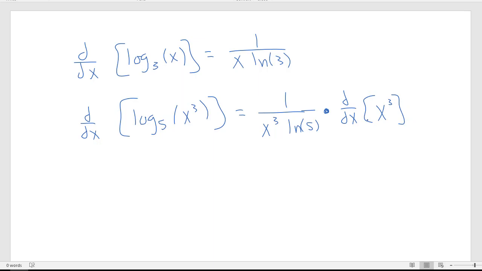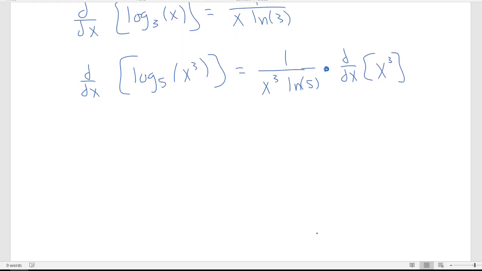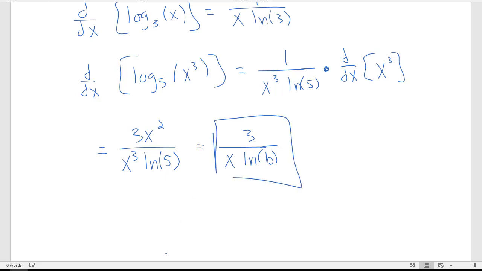So we can see here that the derivative of x cubed is going to be 3x squared. So I have 3x squared going into the numerator times 1. So I'm going to have 3x squared over x cubed ln of 5. And then I could simplify here. An x squared cancels with part of the x cubed, and I'm left with just an x in the denominator and the 3 in the numerator. So there are 2 examples of using that more generalized form. We could do more examples.